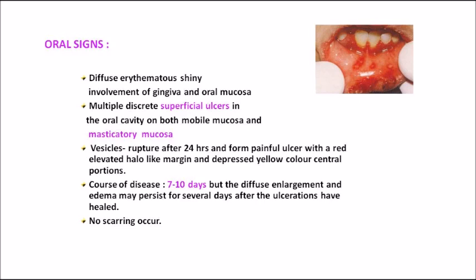Diffuse erythematous, shiny involvement of the gingiva and mucosa will be seen. Look at the figure. It is diffuse, it is fully red in color, it is shiny, and it may affect the gingiva as well as the other parts of the mucosa. Multiple discrete superficial ulcers can be seen. It is not a single ulcer, it is always multiple ulcers, and they are discrete ulcers. We can see that on the mobile mucosa as well as masticatory mucosa. It starts as a vesicle actually, and they rupture after 24 hours, and they form a painful ulcer with a red halo-like margin, and the center part will be depressed and yellow in color. Course of the disease is 7 to 10 days.